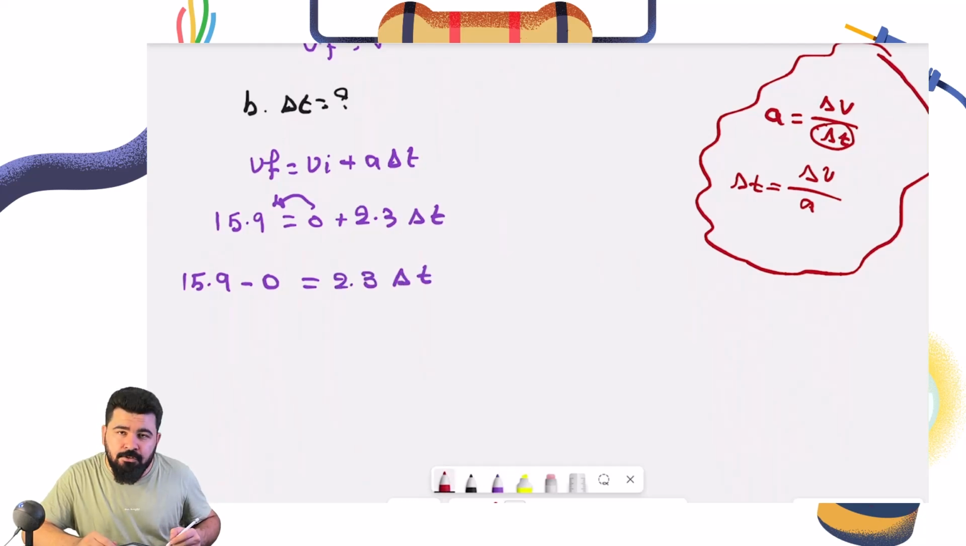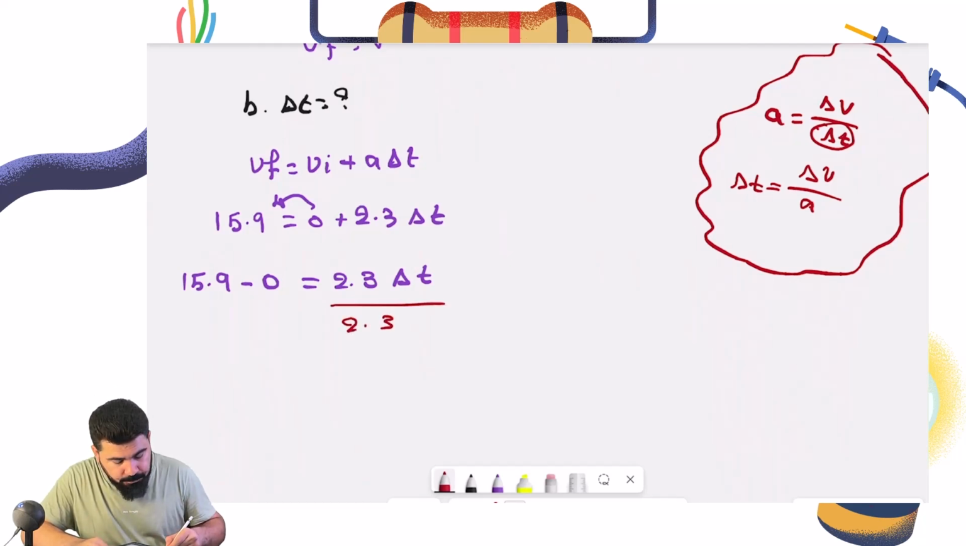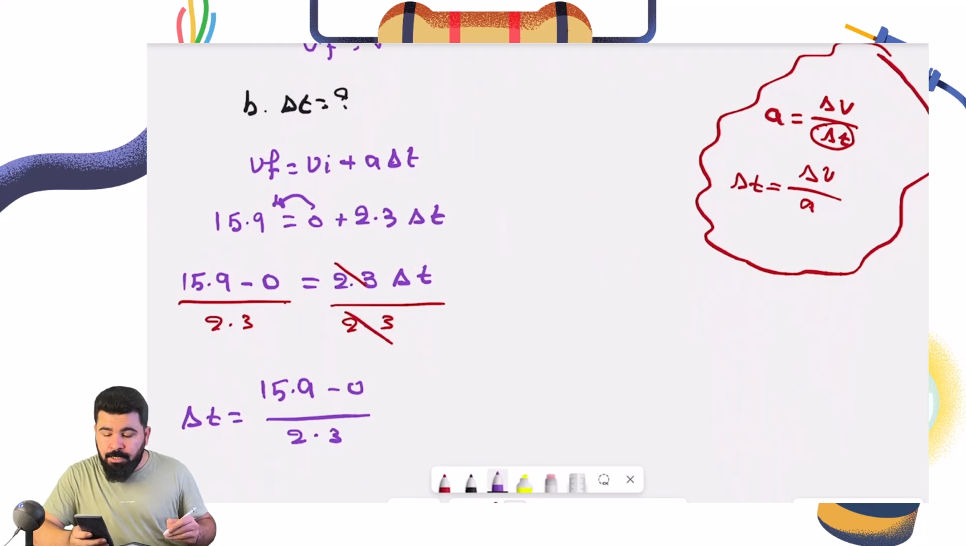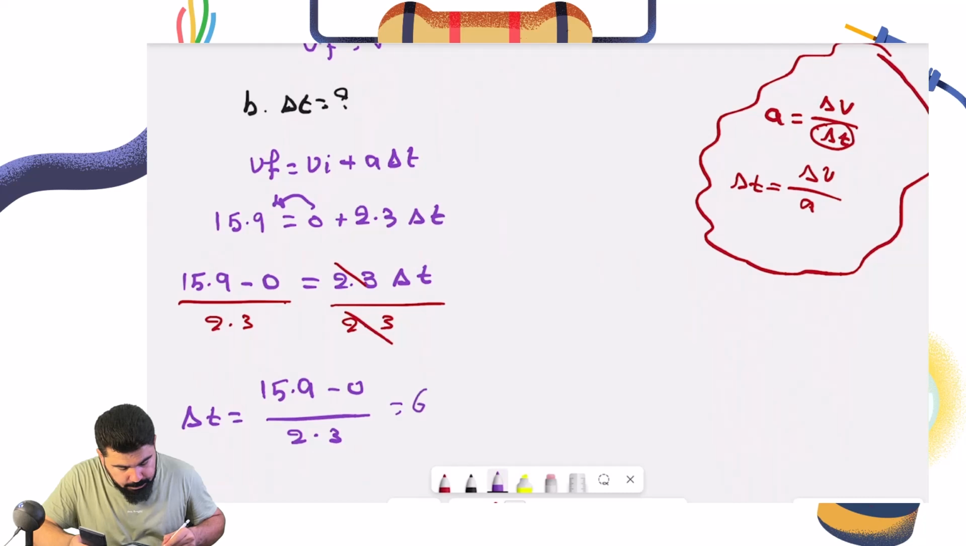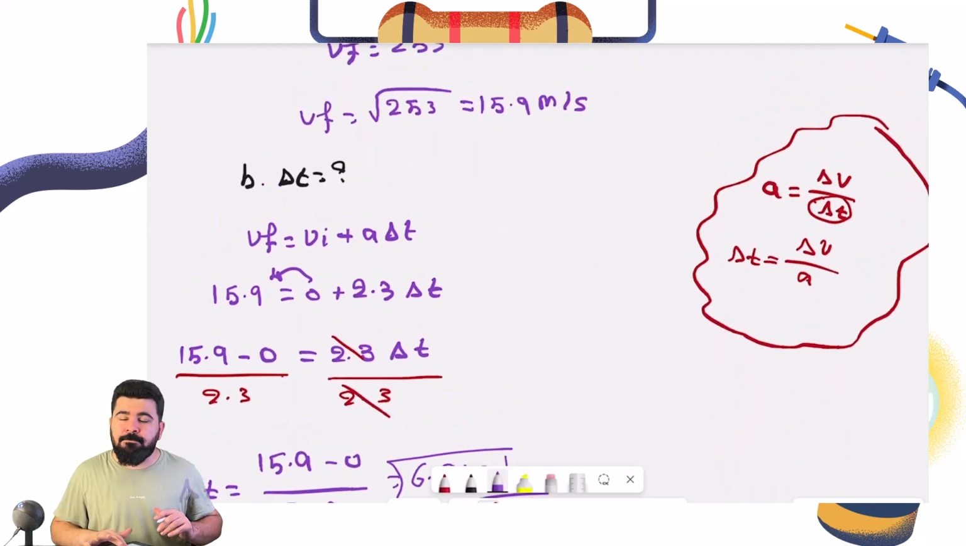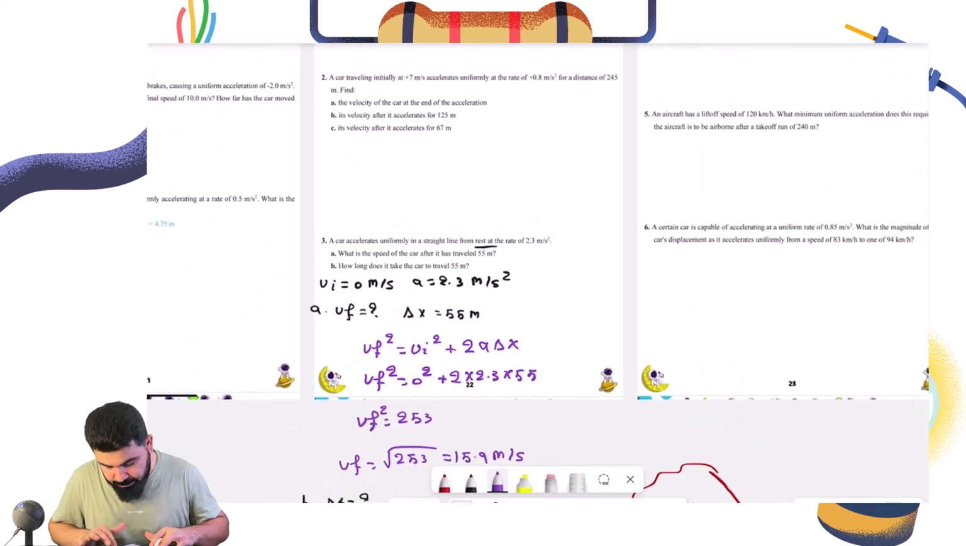Now what do you need to find? You need to find delta t. So delta t should be alone. So divide this by 2.3, and divide the other side too by 2.3. 2.3 cancels here. So delta t is equal to what? It is equal to 15.9 minus 0 divided by 2.3. 15.9 divided by 2.3 is 6.91, sorry, not meters per second, 6.91 seconds. That is delta t. Or you can use this equation, it doesn't matter, it's the same thing.